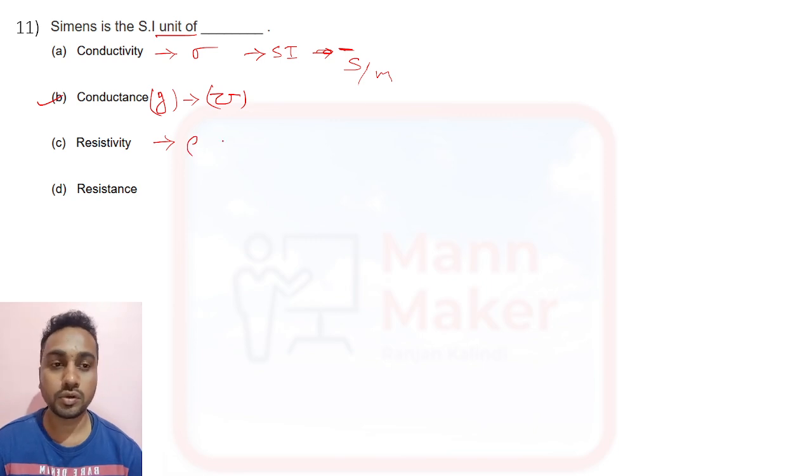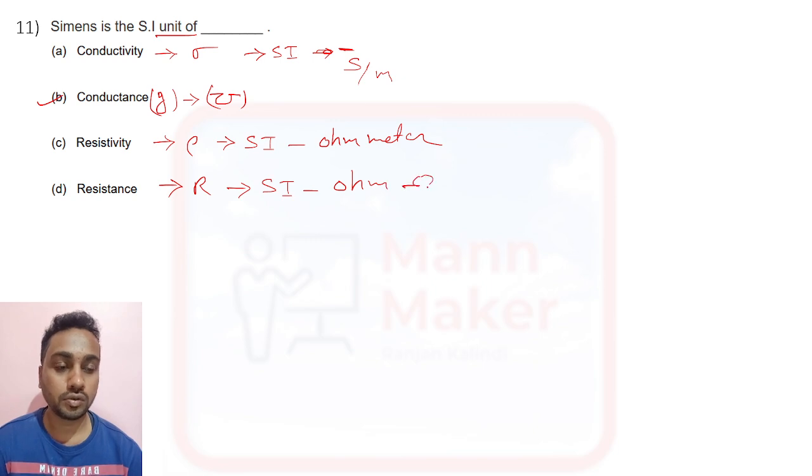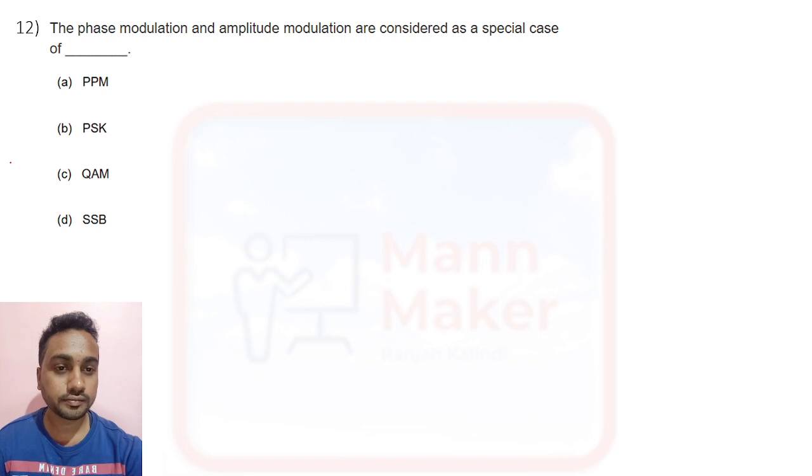And resistivity. Resistivity is what? Rho. If we see, the SI unit of resistivity is what? Ohm meter. Okay. Ohm meter. And resistance. Resistance is R. The SI unit is what? Ohm. Everyone knows this thing. Ohm. Okay. So here option B is the right answer.